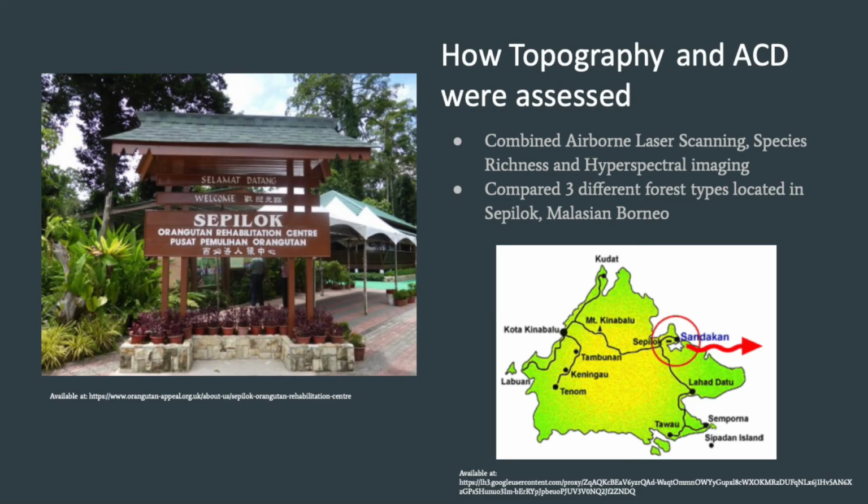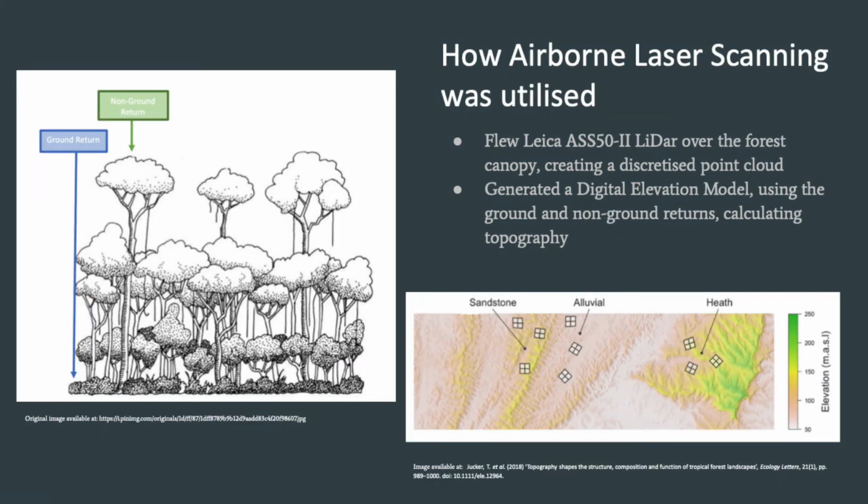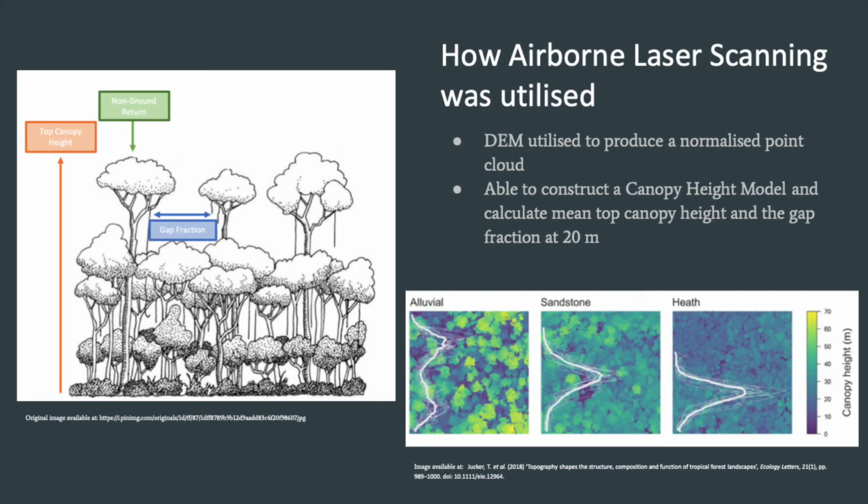Airborne laser scanning was coupled with species richness and hyperspectral imaging in order to assess how topography can shape the structure, composition and function of tropical rainforests, and in particular the Sepilok Reserve located in Borneo. By flying the sensor over the forest canopy, a point cloud was generated, classifying points into ground and non-ground returns, therefore producing a digital elevation model displaying topography. The digital elevation model was then used to produce a normalized point cloud. From this, a canopy height model was then constructed for each of the 3 forest types, as seen in the image below. The mean top canopy height and the gap fraction at 20 meters above ground were then also calculated.